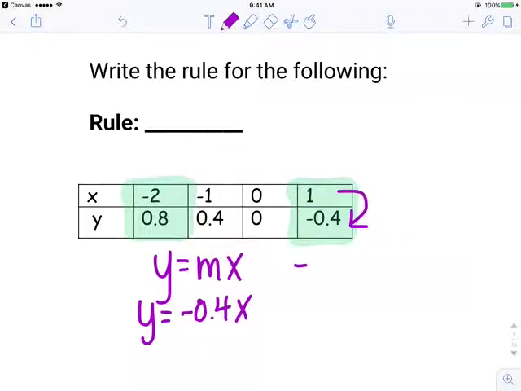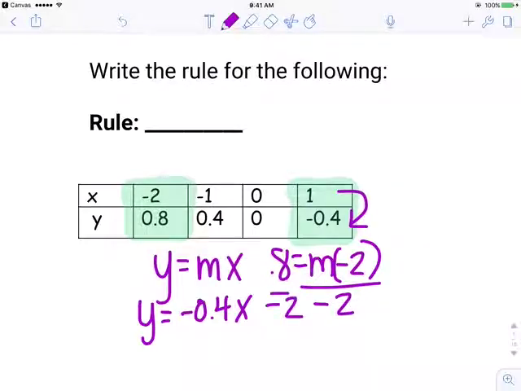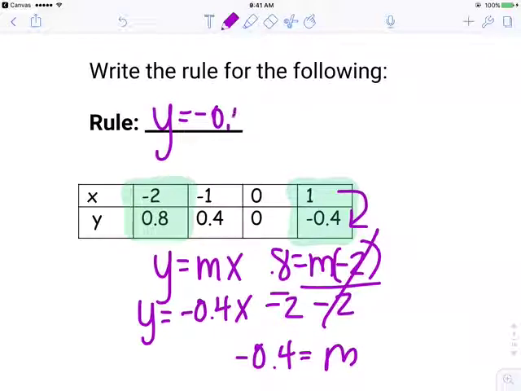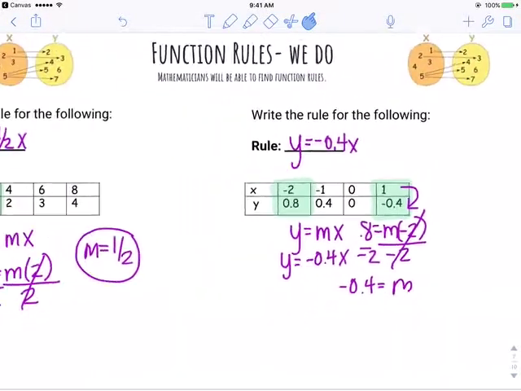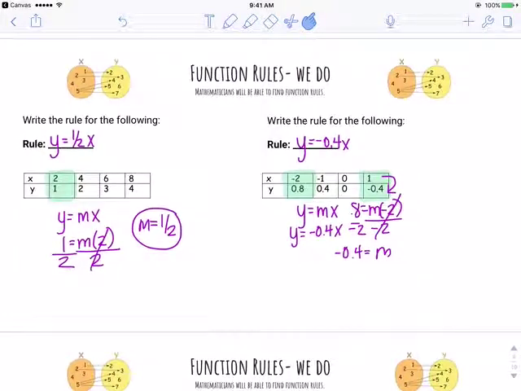So 0.8 is y, -2 is x. If I divide by -2 on both sides, I get m equals -0.4. So y equals -0.4x. Hopefully you're catching on that this is the same every single time I do it.